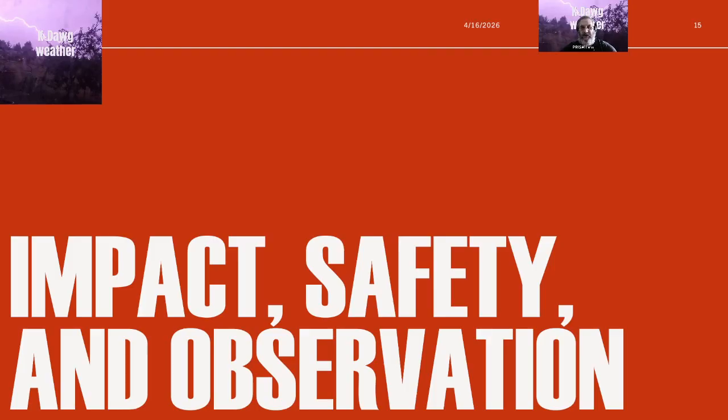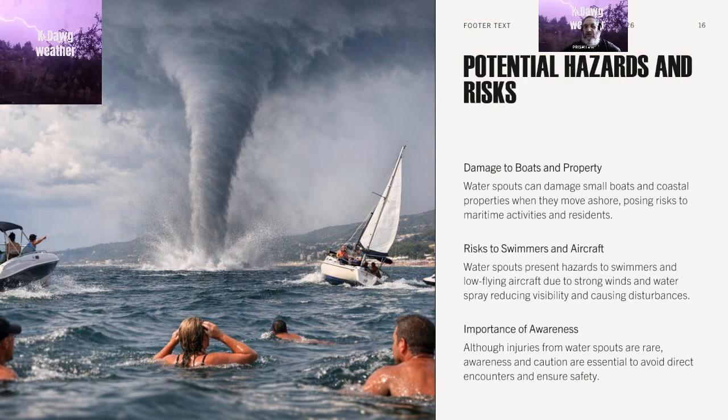Impact, safety, and observation. Potential hazards and risks. Waterspouts can damage small boats and coastal properties when they move ashore, posing risks to maritime activities and residents. Waterspouts present hazards to swimmers and low-flying aircraft due to strong winds and water spray, reducing visibility and causing disturbances. Although injuries from waterspouts are rare, awareness and caution are essential to avoid direct encounters and ensure safety.